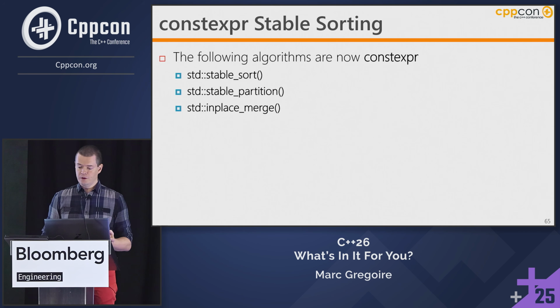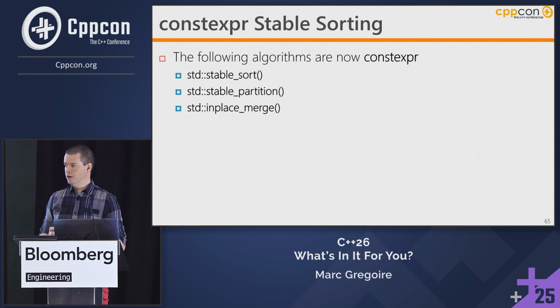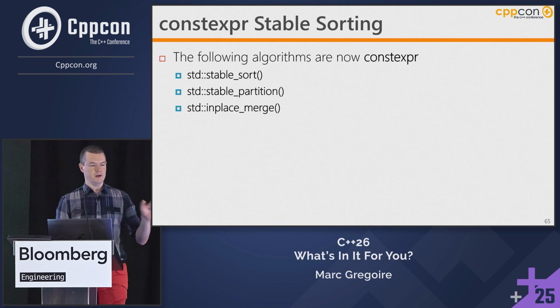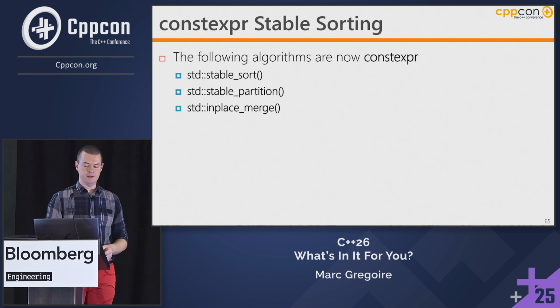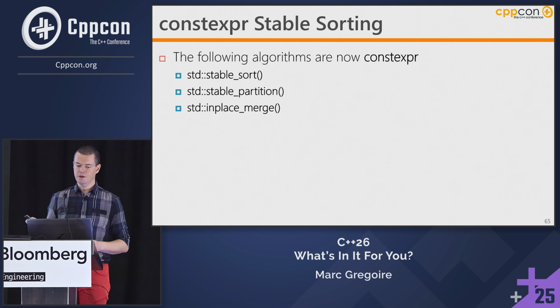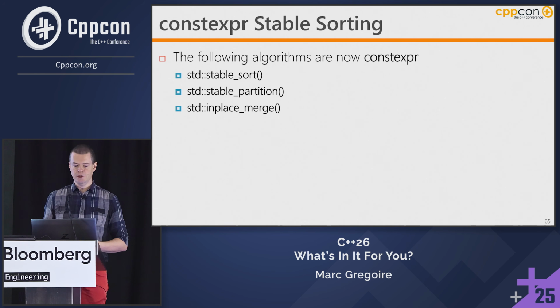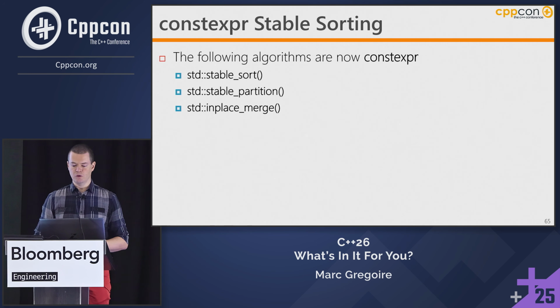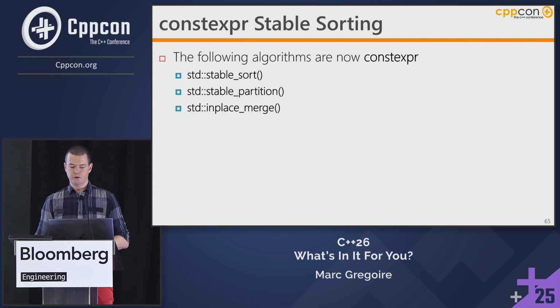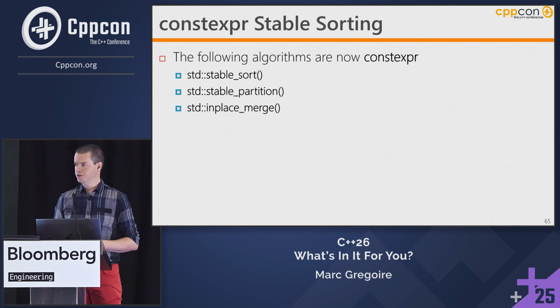As mentioned before, C++26 introduced a lot of new constexpr functionality, in the core language and the standard library. The core language we already discussed. Let's look at what's new in the standard library. First thing, these stable sorting algorithms, stable_sort, stable_partition, inplace_merge, they are now constexpr. So using them is not different from currently, so I'm not going to show an example of that.